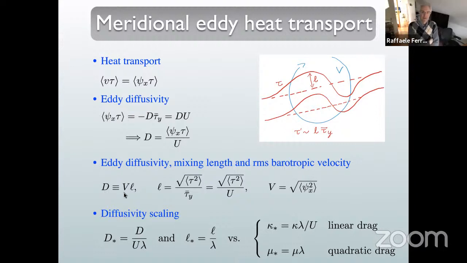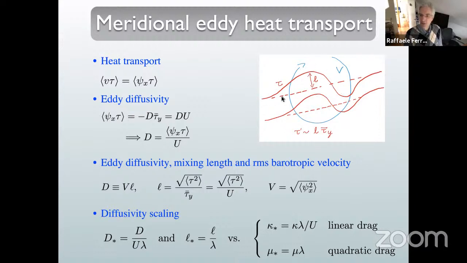Again, maybe following Prandtl more than Taylor, the classical argument is that the diffusivity should be equal to an RMS velocity times a mixing length scale. So you have to find scaling laws for these two parameters. The mixing length scale is just the RMS temperature divided by the temperature gradient or the mean shear.